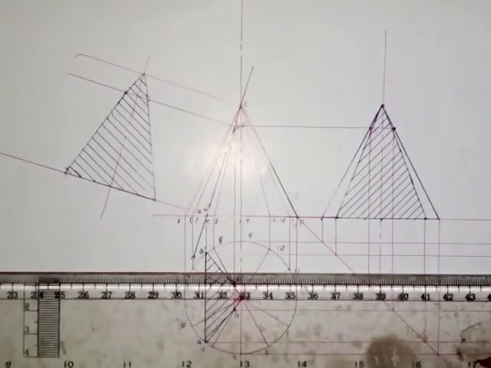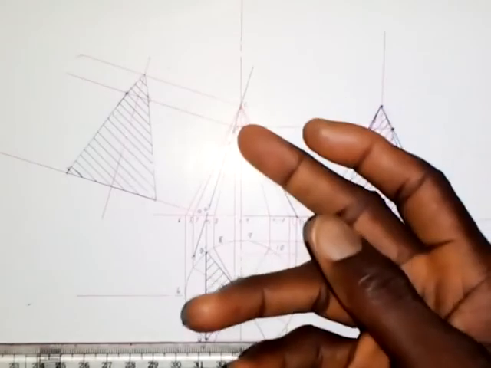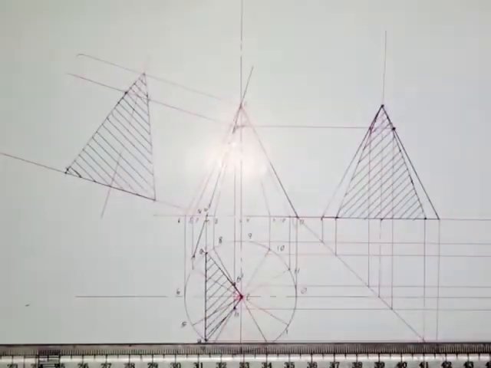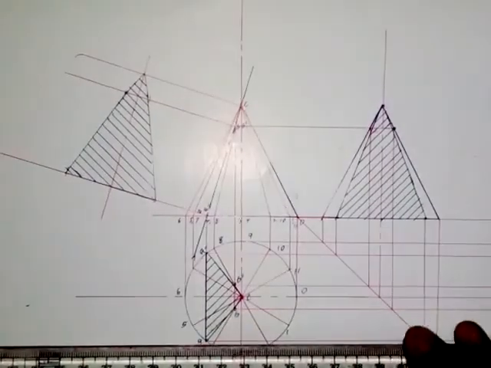Okay, so that's it. This is how it will look when the cutting plane passes through the apex of the cone and touches a part of the base and is inclined at a particular angle. This is what we are going to get.